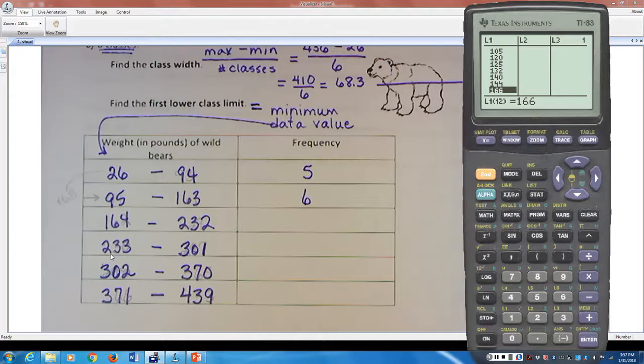So I go 1, 2, 3, 4, whoops, getting close, 5, 6, 7, 8, 9. Oh, that one's over 300, so I had 9 total.